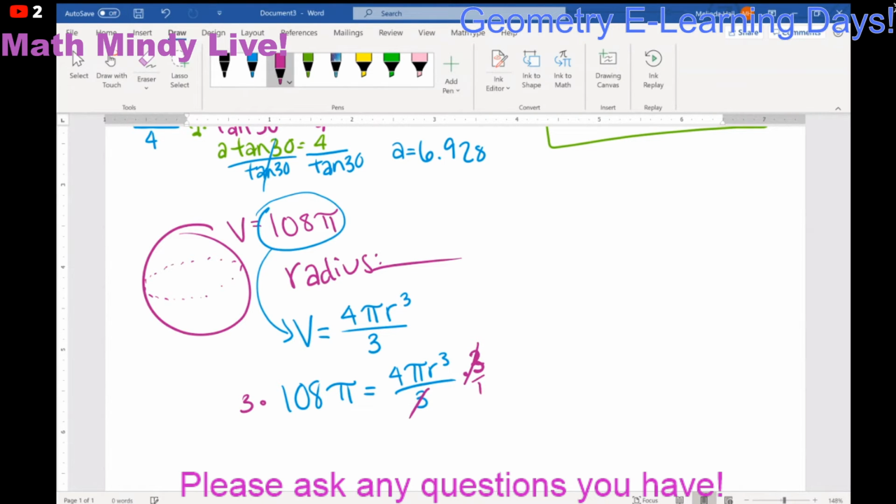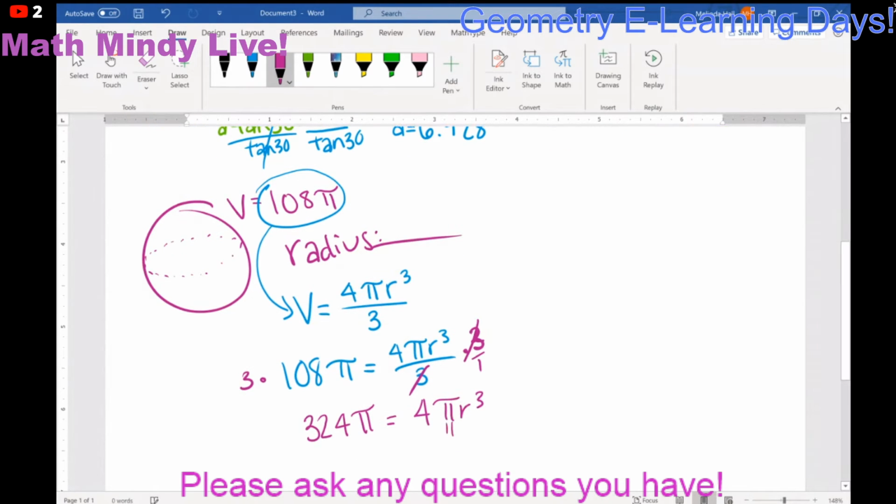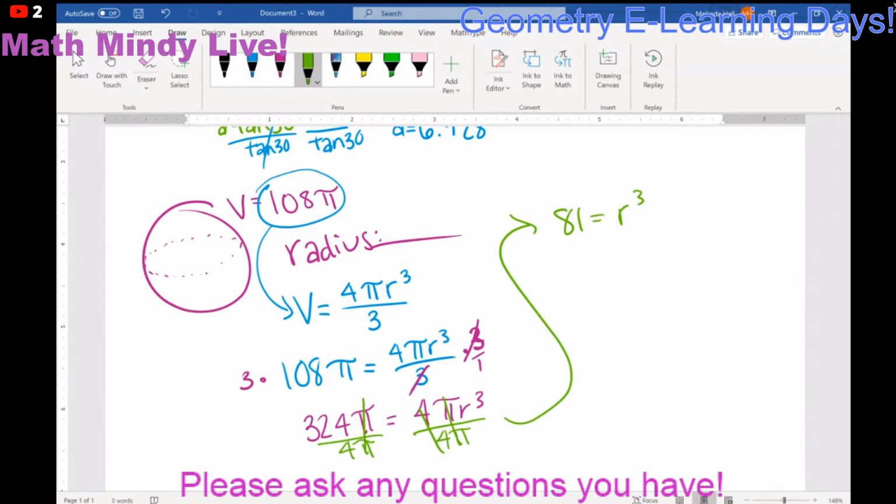And so then 108 times 3 is 324 pi. And then that would be equal to 4 pi r cubed. And so then, because there is the 4 pi with this, I can divide by 4 pi. We're just going to come up here because I ran out of space. But 324 pi divided by 4 pi, your pi's would cancel, and that would leave you with 81 equals r cubed. And then because it is r cubed, you're going to have to take the cube root of this.